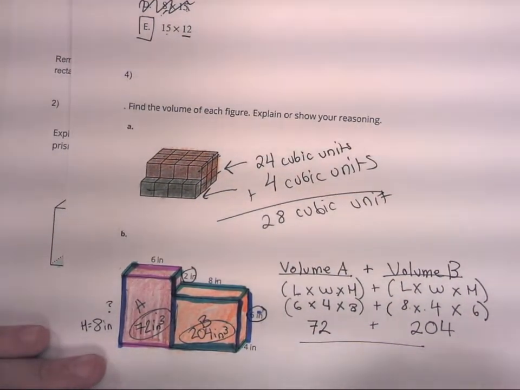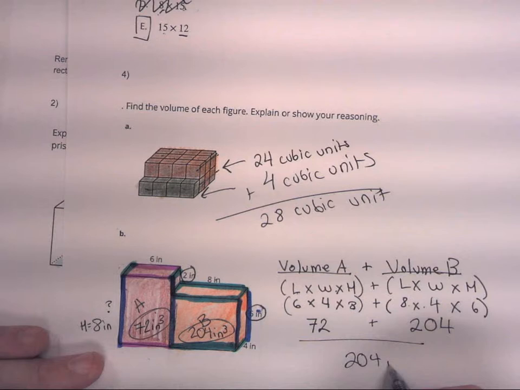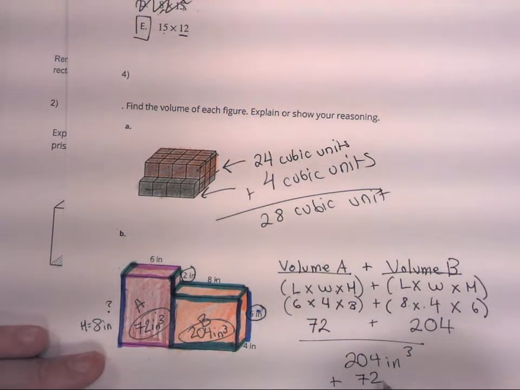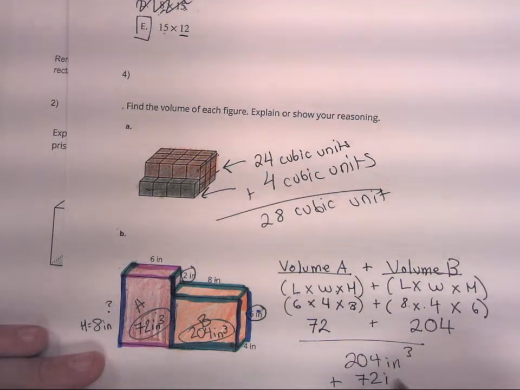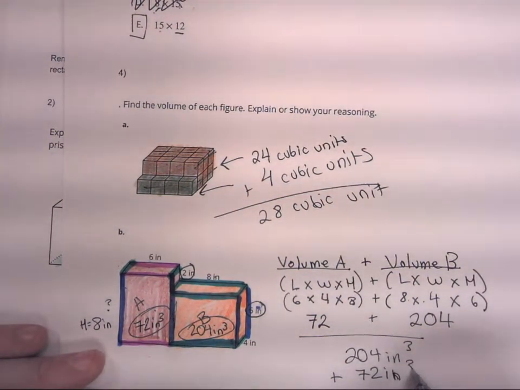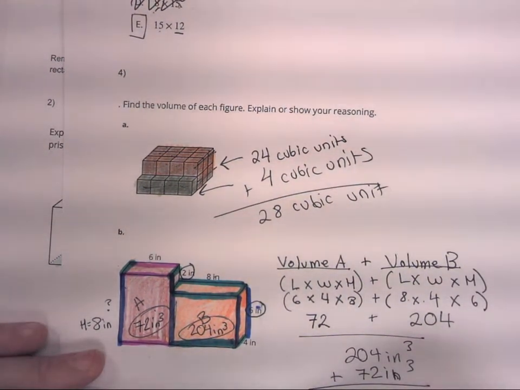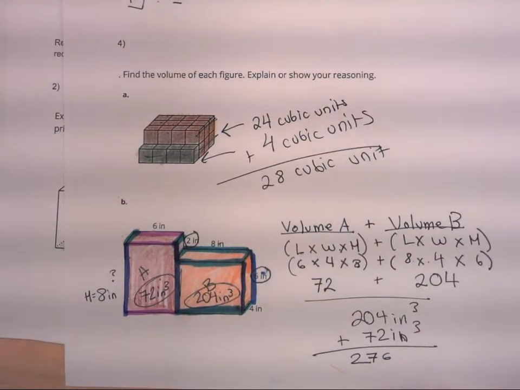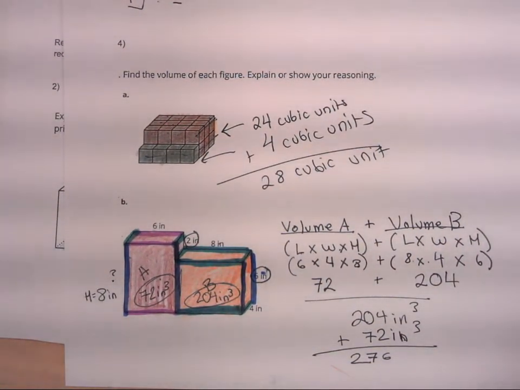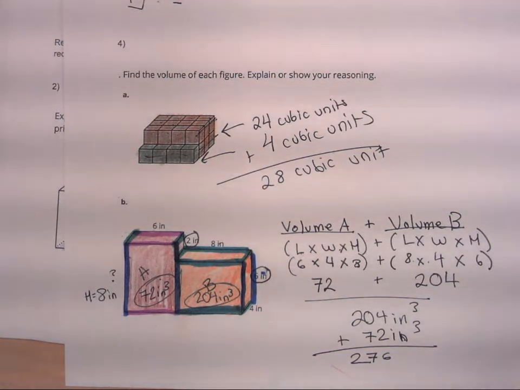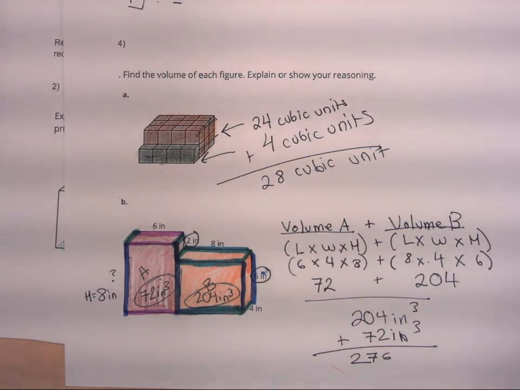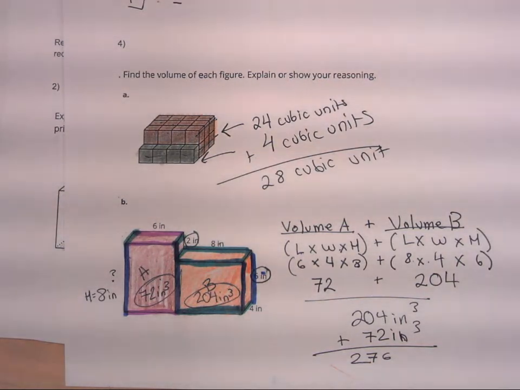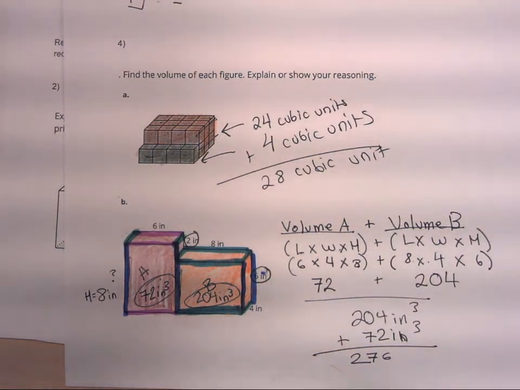So lastly, I'm going to add these two volumes, 204 cubic inches to 72 cubic inches, which is going to give me a volume of 276. Now I feel like I might have made a mistake here, so I'm going to double check my work.